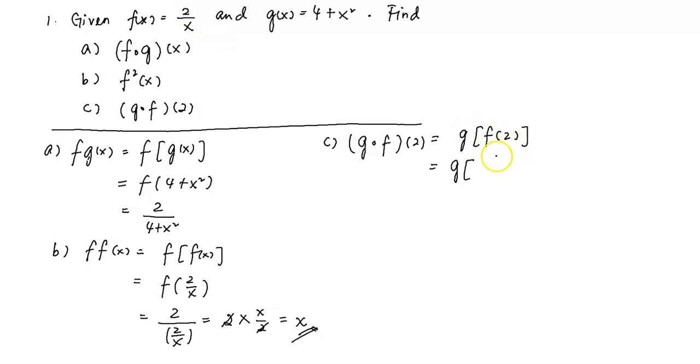What you have is 2 over 2, meaning that here you have g(1). You need to find your g(1). What does g(1) mean? The x here is now changing into 1, the same as this x. So you have 4 plus 1 squared. 4 plus 1 squared, then you have your answer as 5. All right.